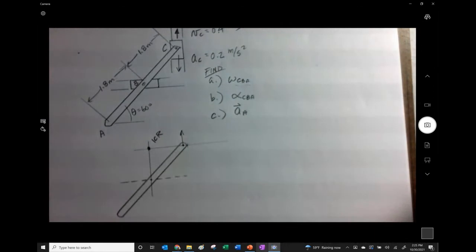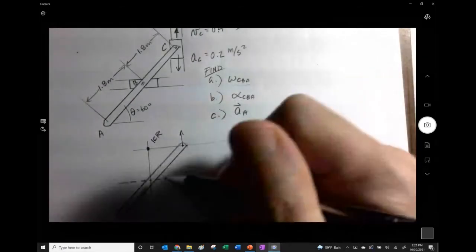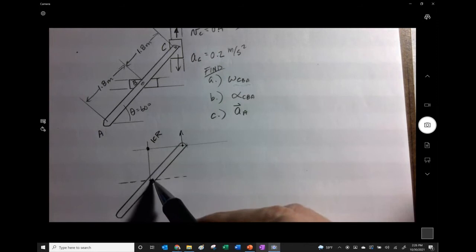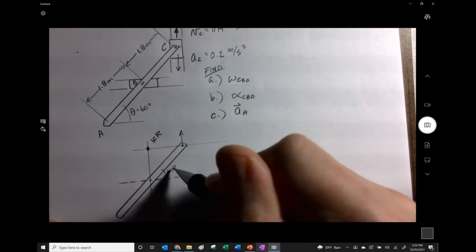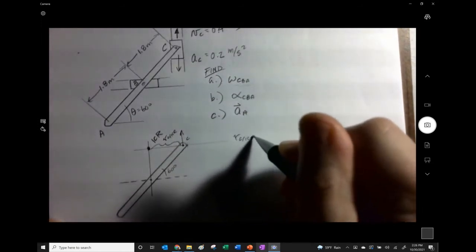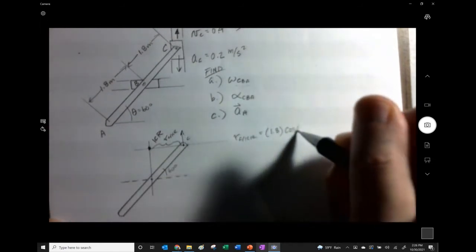Does anybody have any confusion as to how to find the ICR? It's an important thing to practice, and it's pretty quick and easy to find. A lot of times the difficult thing is when you have to do some geometry to find the lengths. But this one's not too hard because this thing is at 60 degrees, so this is also 60 degrees right here. So this distance from C, this is RC with respect to ICR, can be found by taking this length and taking the cosine, right? So 1.8 times the cosine of 60.